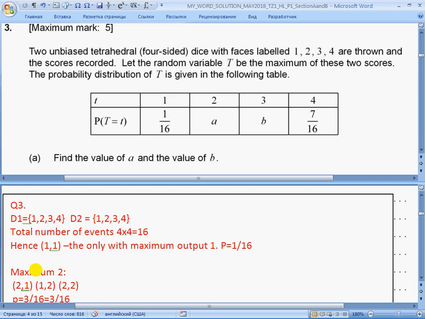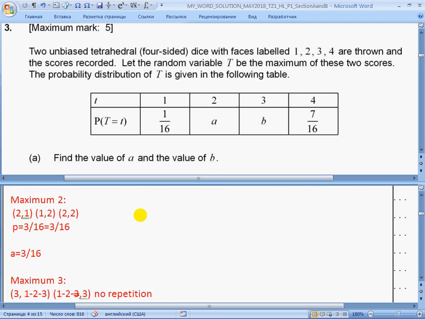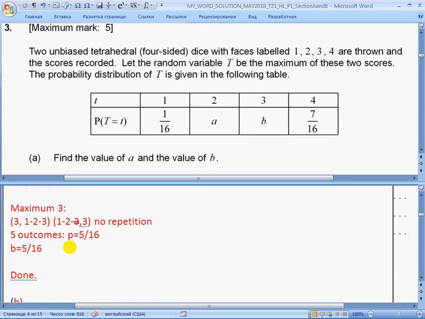Maximum score 1 is only for one case, 1, 1. So according to the definition of probability, we divide the number of successes by the total number of outcomes. So here it is 1 over 16. Maximum score 2. It's possible for the combinations 2,1, 1,2 and 2,2. So 3 cases over a total of 16 give us 3 over 16. So a is 3 over 16.